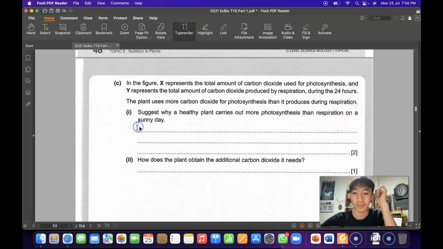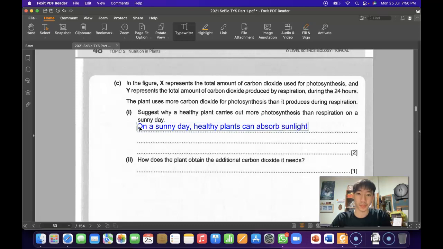On a sunny day, healthy plants can absorb sunlight to make glucose.